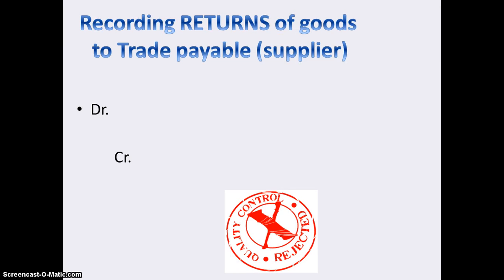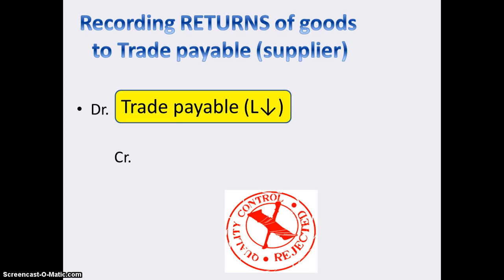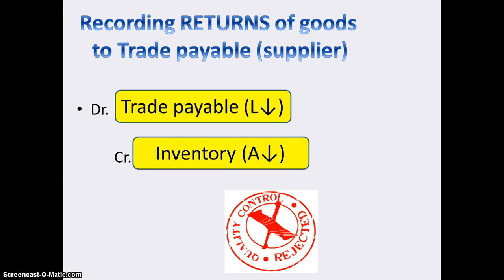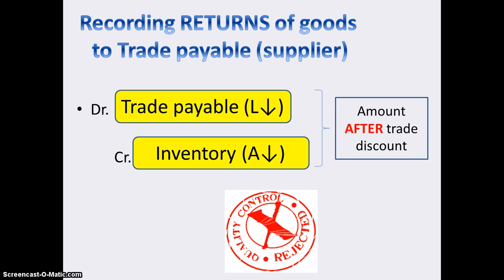Sometimes goods can be defective or faulty, so the business will return goods back to the supplier. In this case, the journal entry is debit trade payable as liability decreases since the business is not going to pay for the goods returned to supplier. Also, need to credit inventory to reflect the decrease in assets in the warehouse. Take note that the amount is also after trade discount.